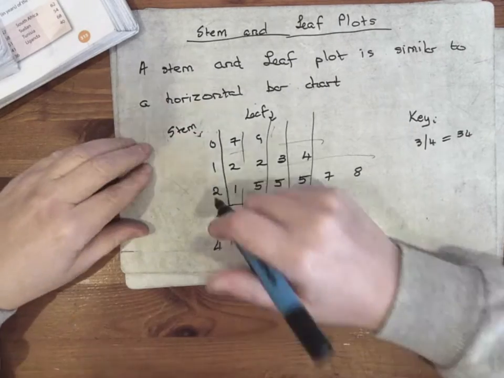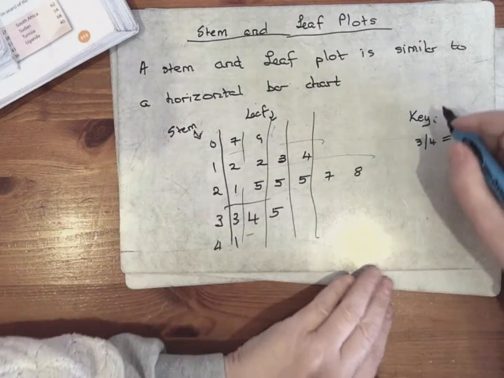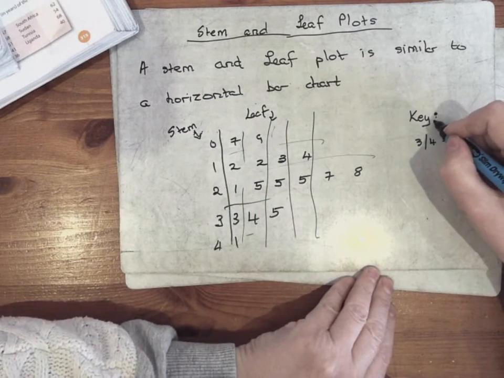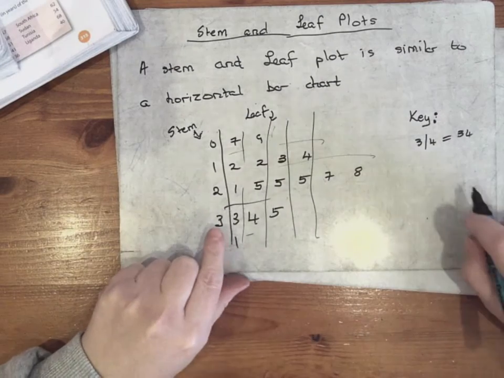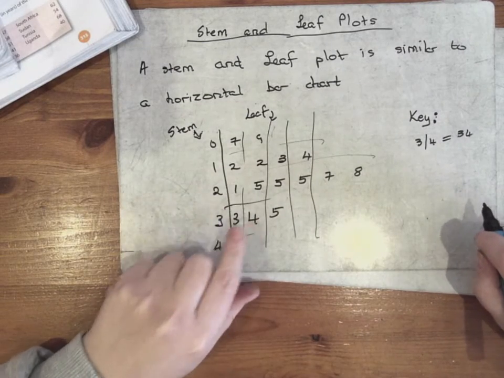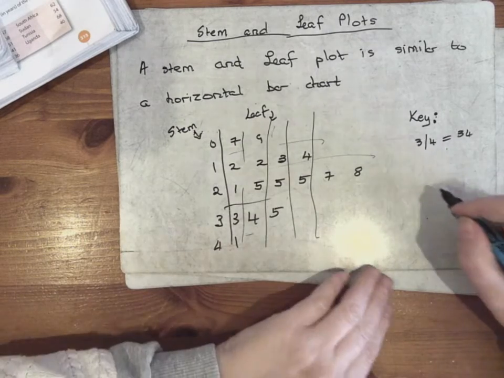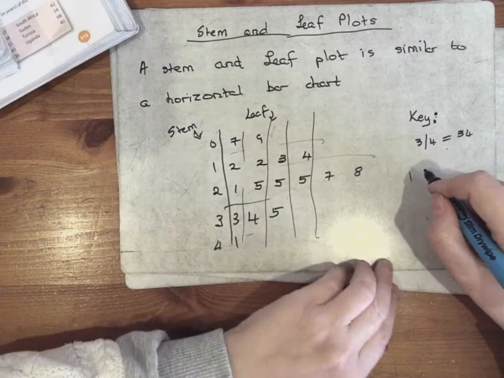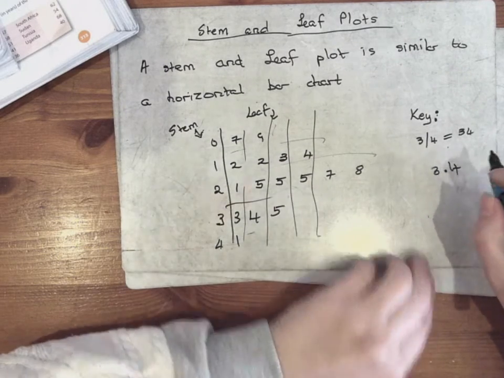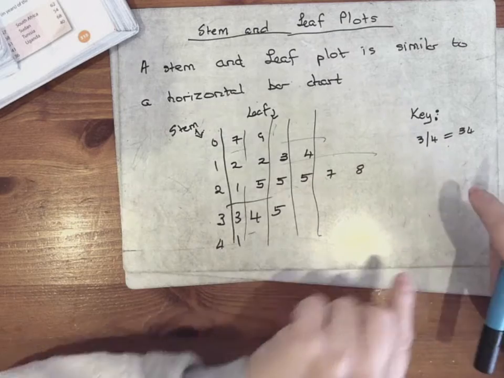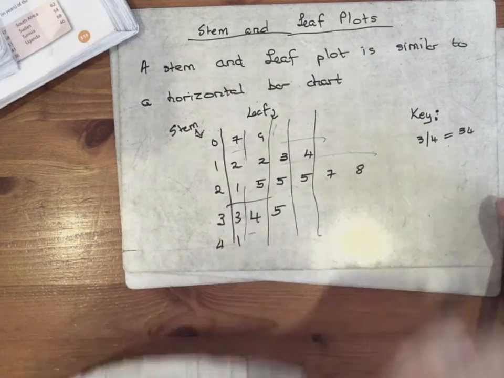This is the stem, and the leaves are here. Then, really important, girls, you give a key. For the key, you pick any number off your list. Here I picked 3 line 4, which stands for 34. Why is it important to give a key? Because sometimes 3 line 4 might stand for 3.4. So it's important you explain to people what it means. So 3 line 4 means 34.